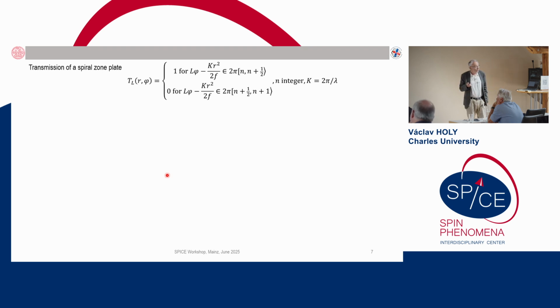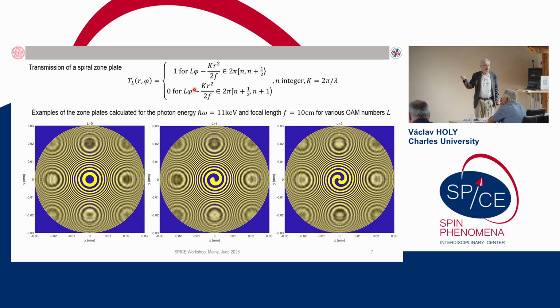But we are not using phase plates, we are using zone plates, and the transmittivity of such a spiral zone plate is spiral-like. That means it depends on the quantum number l, the azimuthal angle phi, and the radial distance. k is simply 2 pi over lambda, the wave vector, and r is the radial distance. So these are the zone plates. I think you have seen this picture many times, so I can skip it.